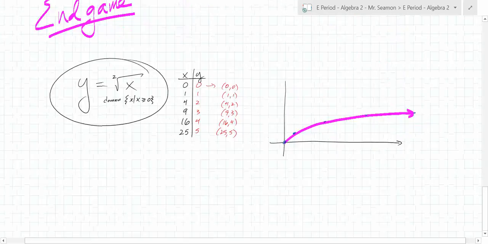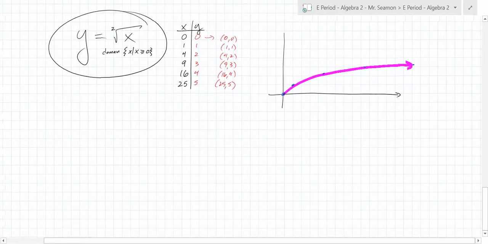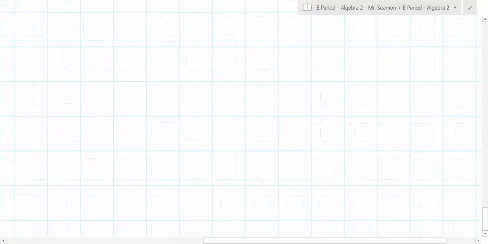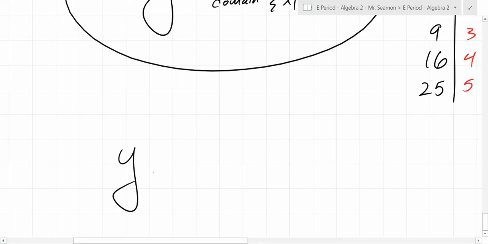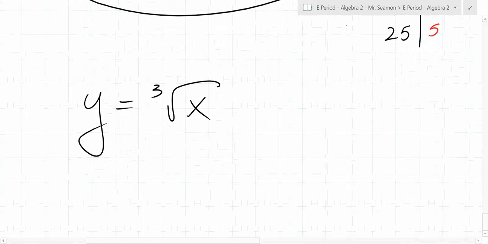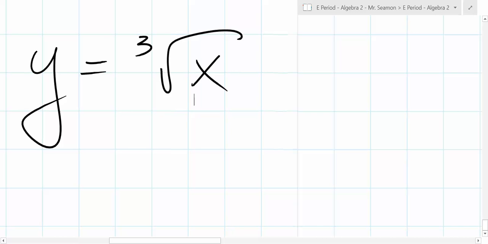You see what we ended up with here? We ended up with this nice picture. Let's change it just a tad. I want you to do the same thing. I'm not going to give you a hint, but I want you to do the same thing, but I want you to do cube root of x. Show me what that looks like right there. Show me what y equals the cube root of x looks like.